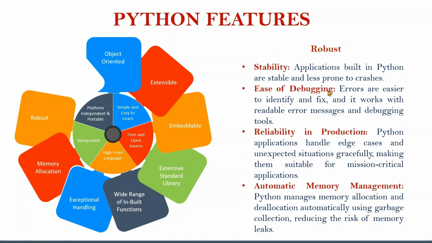Now coming to the next feature, we have robustness. Why is Python a robust language? We have a feature called stability. Applications built in Python are stable and less prone to crashes. Python programming supports the tasks we are expecting. It is very simple to do the particular programming, and that programming supports reaching the client's expectations.